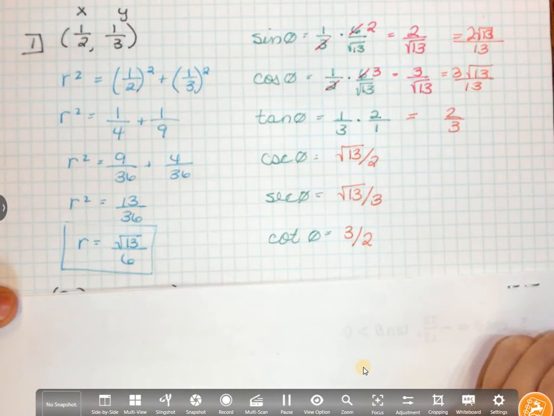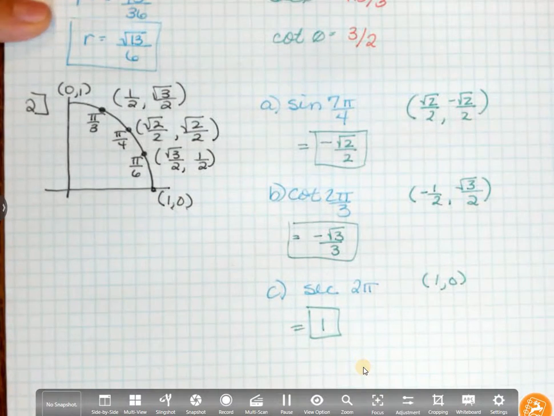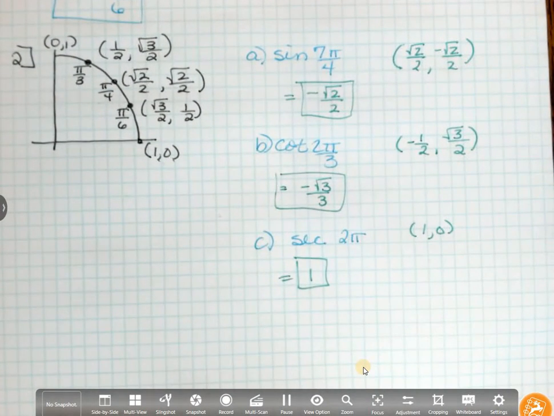Anybody else? All right, my work for problem number 2. I very much like to figure out where my coordinate points are, and then I go from there. That's just, to me, what's easiest. You don't have to do that.